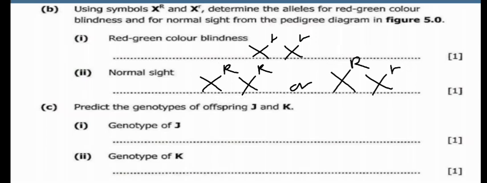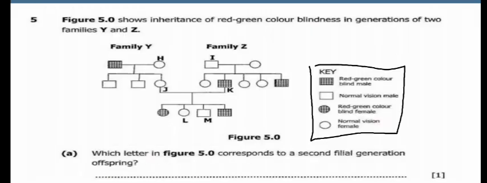Then as for question C, it is saying, predict the genotypes of offspring J and K. So let's see. Remember, as for the genotypes, we use the alleles. In this case, we are now going to use the chromosomes, which are X and Y. If J is a male, we need to use X and Y. If K is a female, we need to use XX. So you have J and K. Let's see the key.